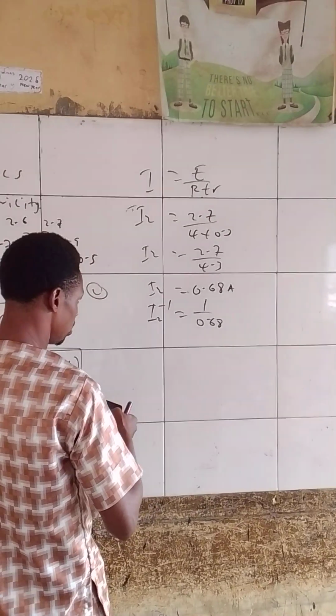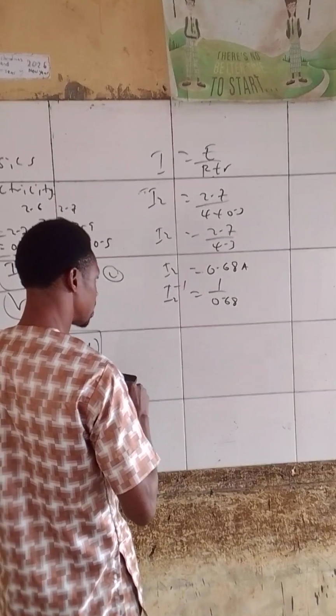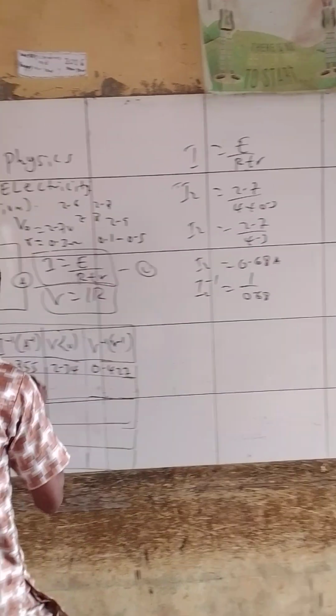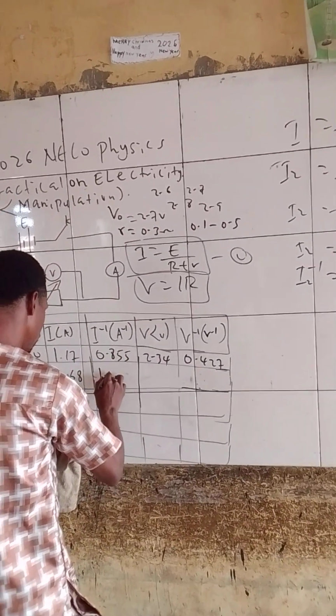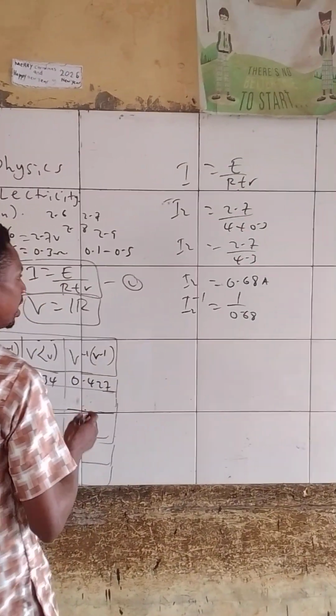So I'll punch my calculator now. 1 divided by 0.68. That gives me what? That is in 3 decimal. Don't forget when you're finding inverse, at least 3 decimal. That is 1.471. 3 decimal, please.